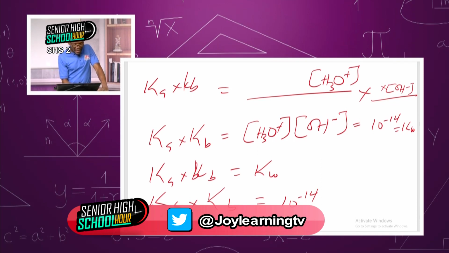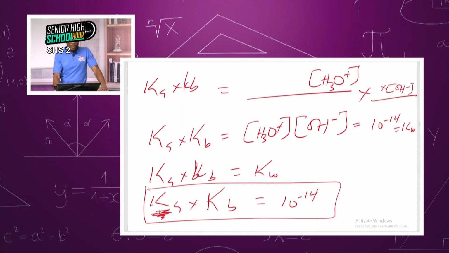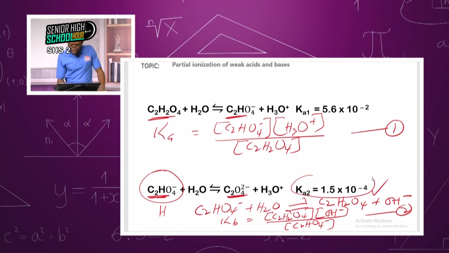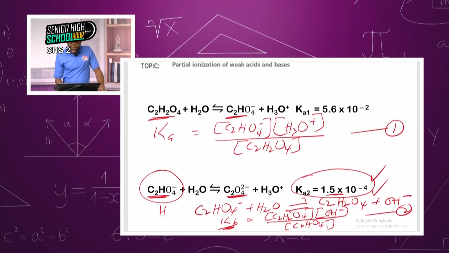So if I know Ka, I should be able to use this expression to calculate Kb. If I know the value of Kb, I should use this expression to find the value for Ka. Take note in calculations. So, for example, if this is the value of Ka for the second dissociation, and I write this equation with C2O4 2 minus behaving as a base, then in here I should be able to find the value of Kb using the value I have here and the expression we have just produced. So with that, I'll be able to calculate whatever I'm supposed to calculate in the Kb expression.